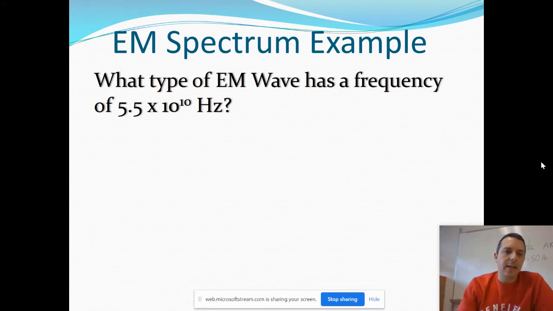All right, so the last thing I want to do in this lesson is talk to you about how to use your EM spectrum chart in order to determine what different type of EM wave has particular frequencies or wavelength. So in this next example, we ask what type of EM wave has a frequency of 5.5 times 10 to the 10 hertz.